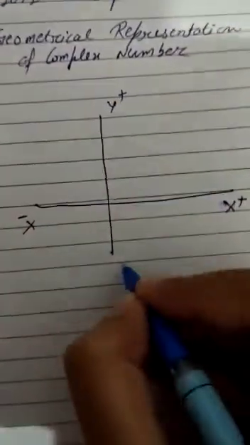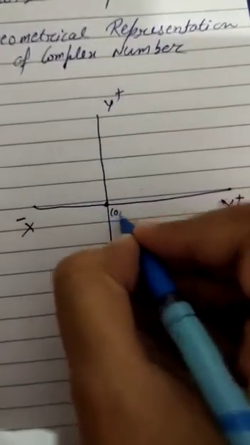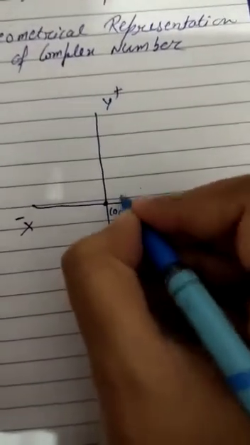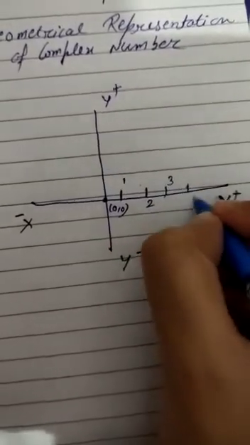First of all you will create it like this. This is your positive x-axis, this is your negative x-axis, this is your positive y-axis, and this one is your negative y-axis. This is the origin, its value is 0, 0. Now this is 1, 2, 3 and this is 4. Here is 1, here is 2, here is 3 and here is 4.